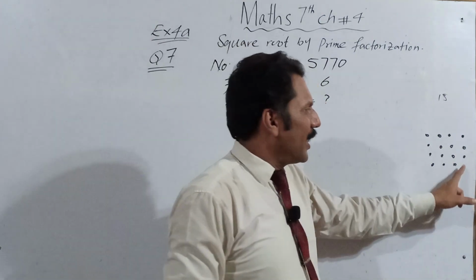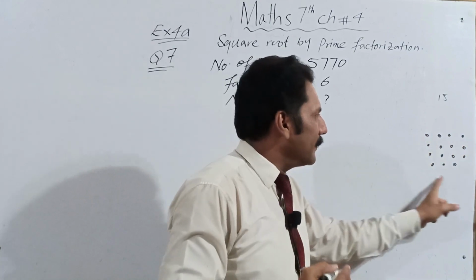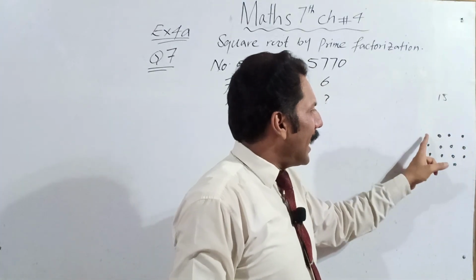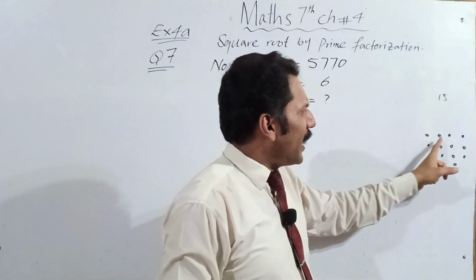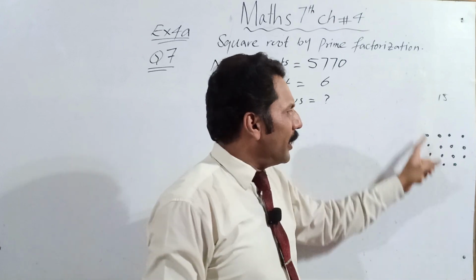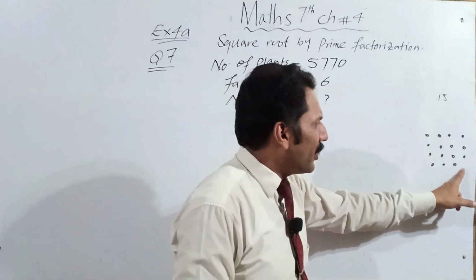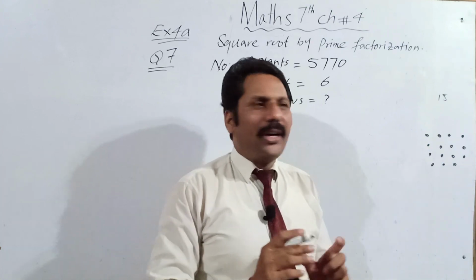He says that if I had only one more plant, I could make the perfect square. Because number of rows are 4, and number of plants in each row is also 4. 4 multiplied by 4 is 16, and 16 is the perfect square. But he falls short one plant.